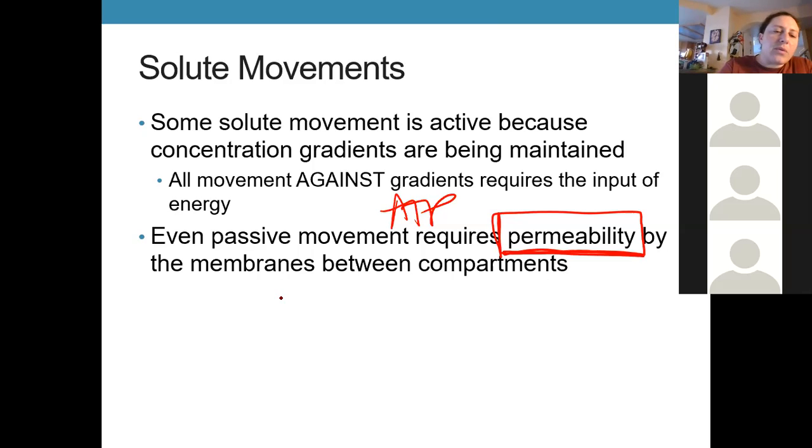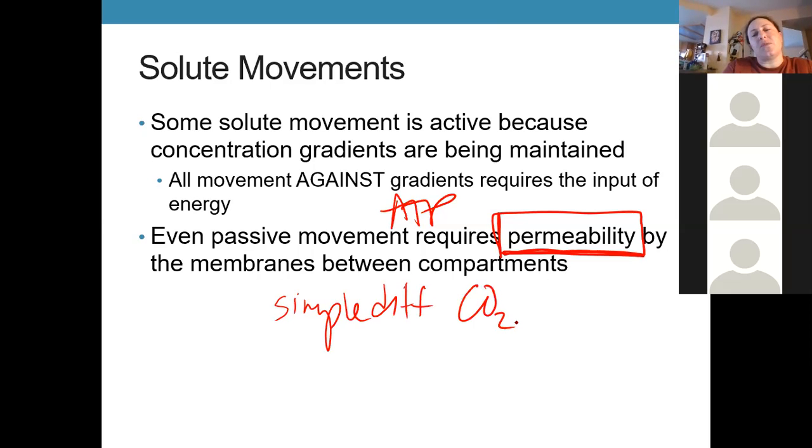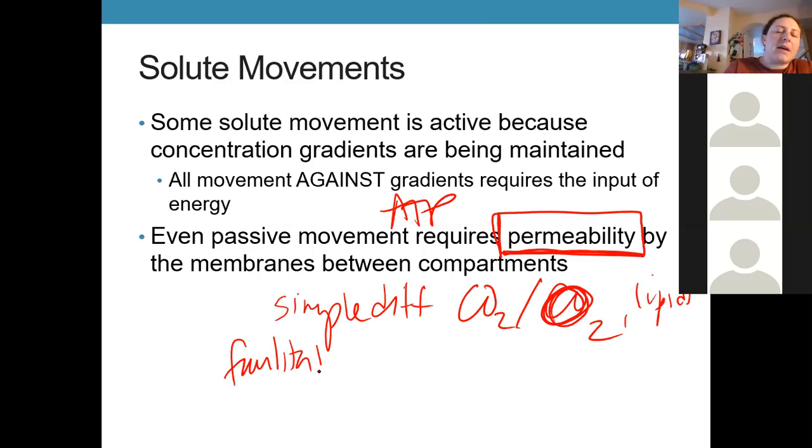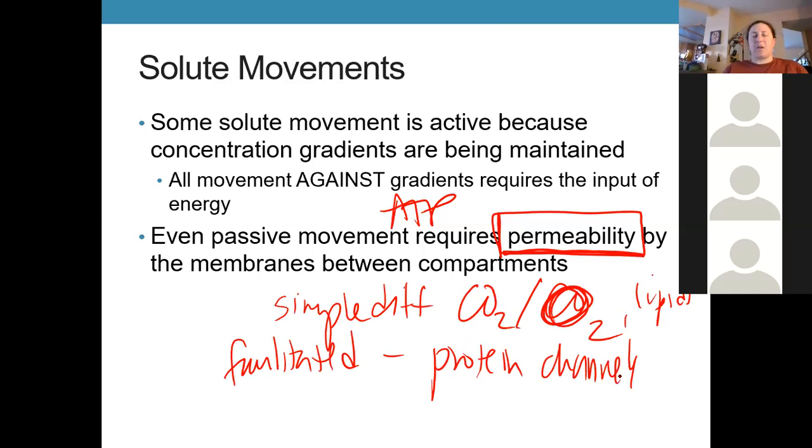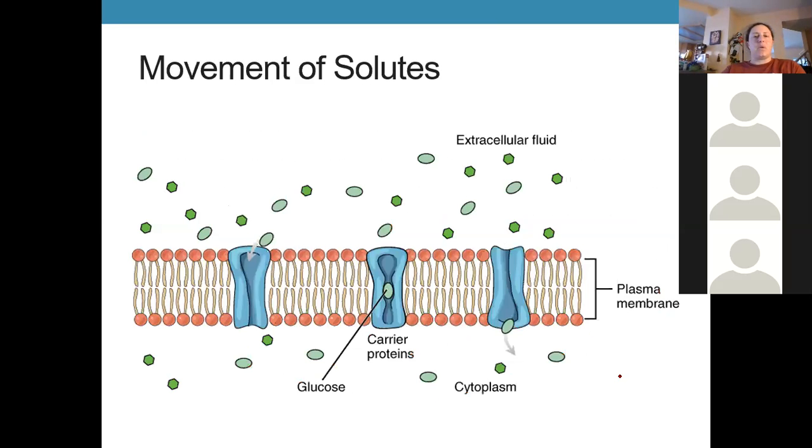So again, we have to remember that other than things that can move by simple diffusion, which is basically non-polar small things, it's pretty much just oxygen, carbon dioxide, and some small lipids. Everything else is going to be facilitated, right? So that means that we need protein channels and carrier proteins.